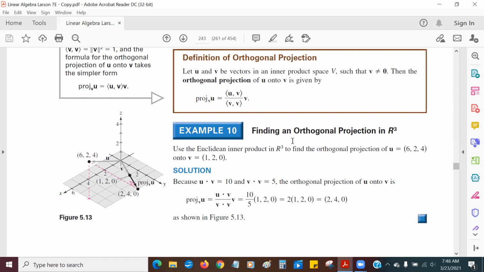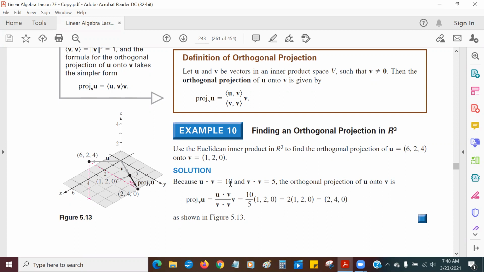But let's find an orthogonal projection in R3. We're going to use the Euclidean inner product in R3, which means a good old-fashioned dot product, to find the orthogonal projection of u, which is (6,2,4), onto v, which is (1,2,0). So this is a vector out in space, and that's another vector out in space, which goes over here, (1,2,0), and we want to find that projection.